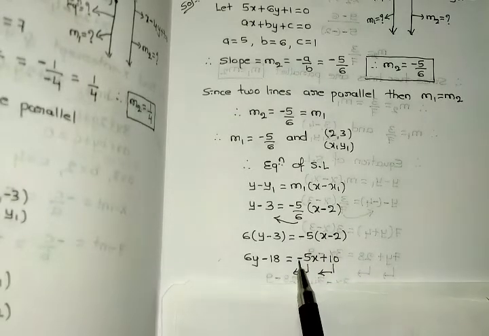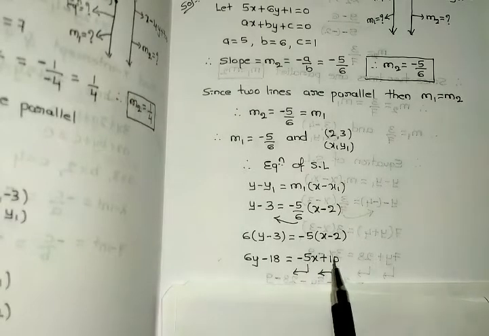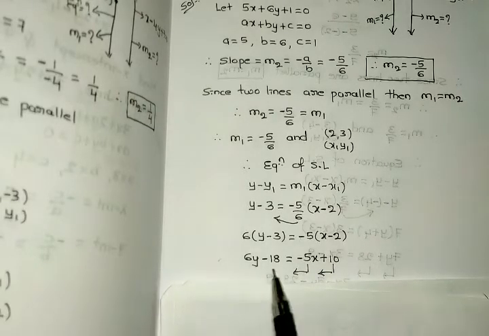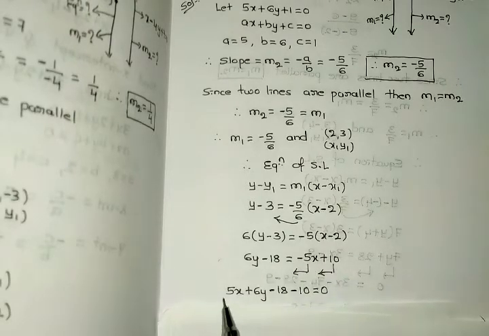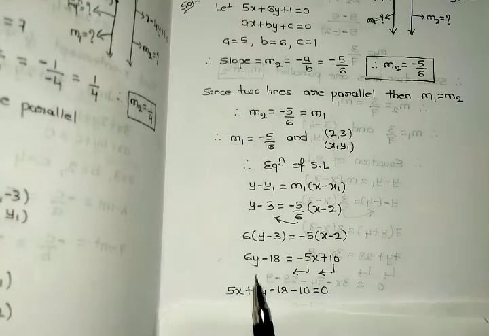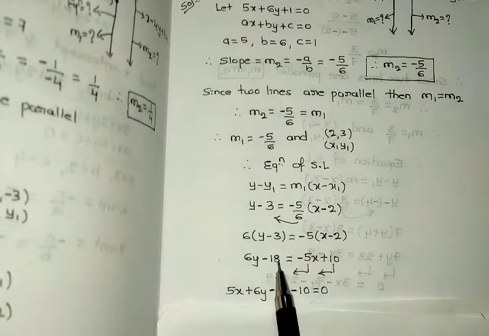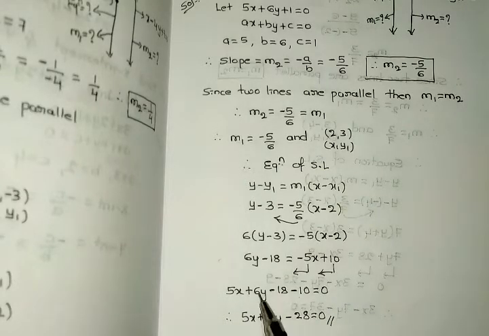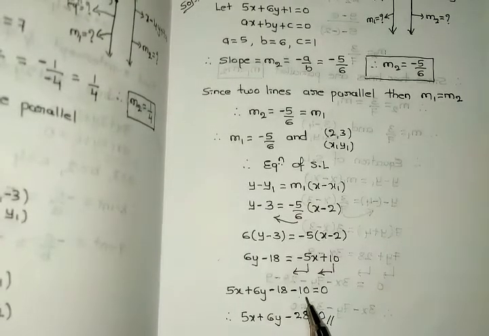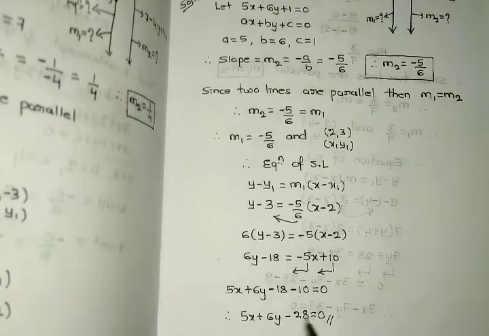So here x contains a negative sign, so because of that reason these two values I am going to shift to which side here? Left hand side. So if I shift minus 5x to the left hand side, minus 5x becomes what? Plus 5x, plus 6y already it is there, keep it as it is, minus 18 also already it is there, keep it as it is, plus 10 becomes what? Minus 10 equals to 0. Therefore the final answer is 5x plus 6y minus 18 minus 10 is minus 28 is equal to 0. So this is the required equation of straight line.